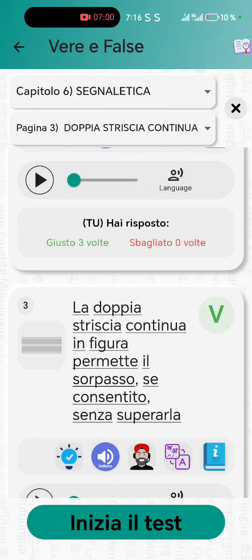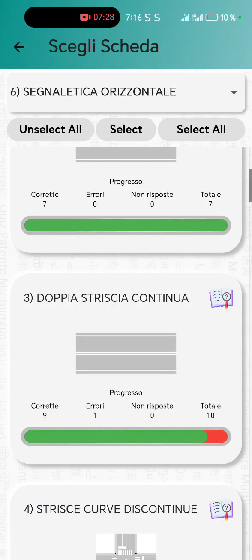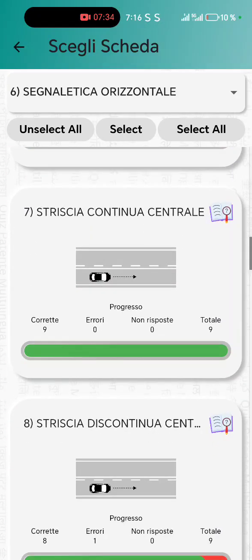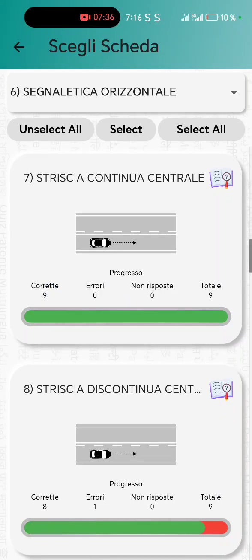May I answer this last one? You say la doppio strisce continuum in figura. You say it permits sorpasso if it's allowed. But senza means without superare, without separating. Without separating, what do they mean by separating? Without saying we will cross and go to the other line, which I said just now. So this is the work of this linear continuum and discontinuum.